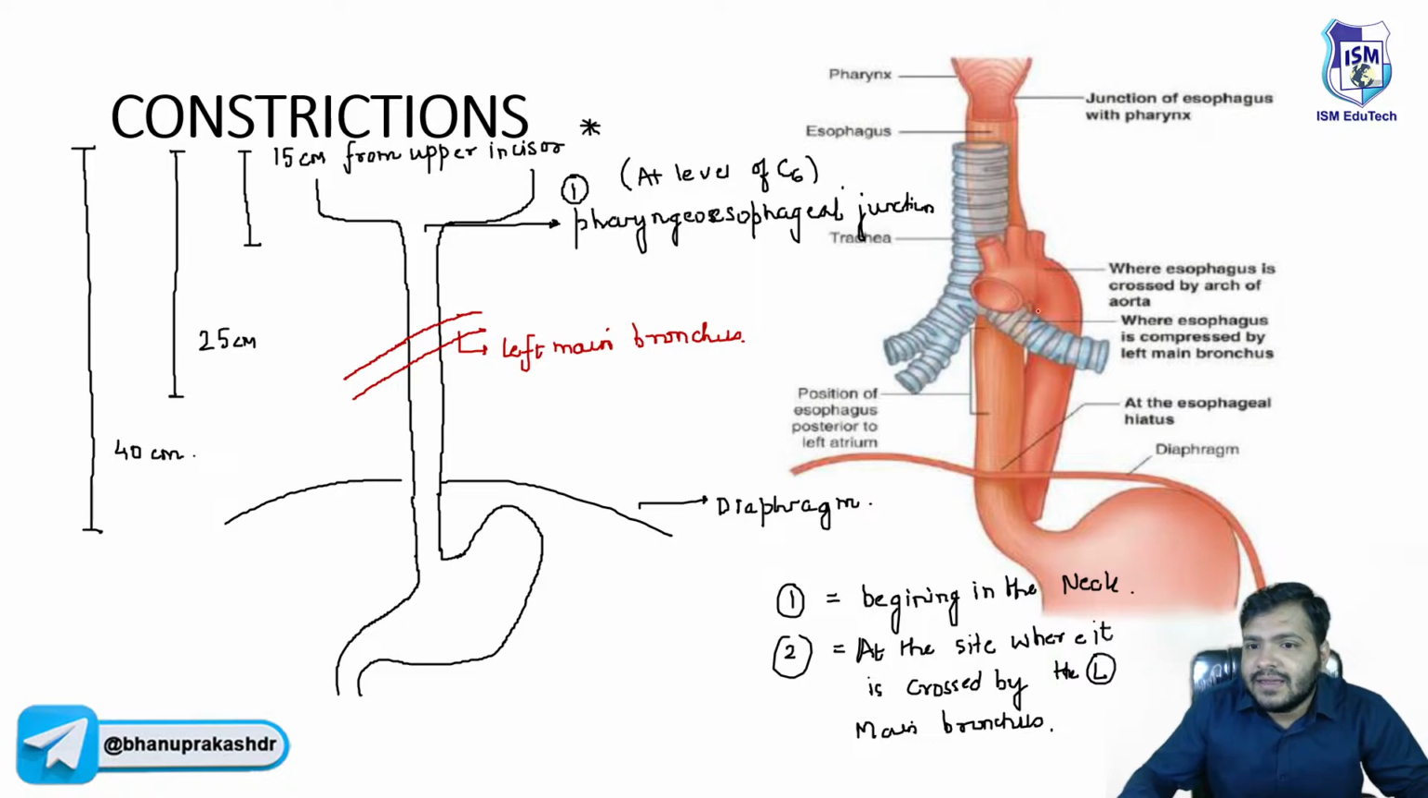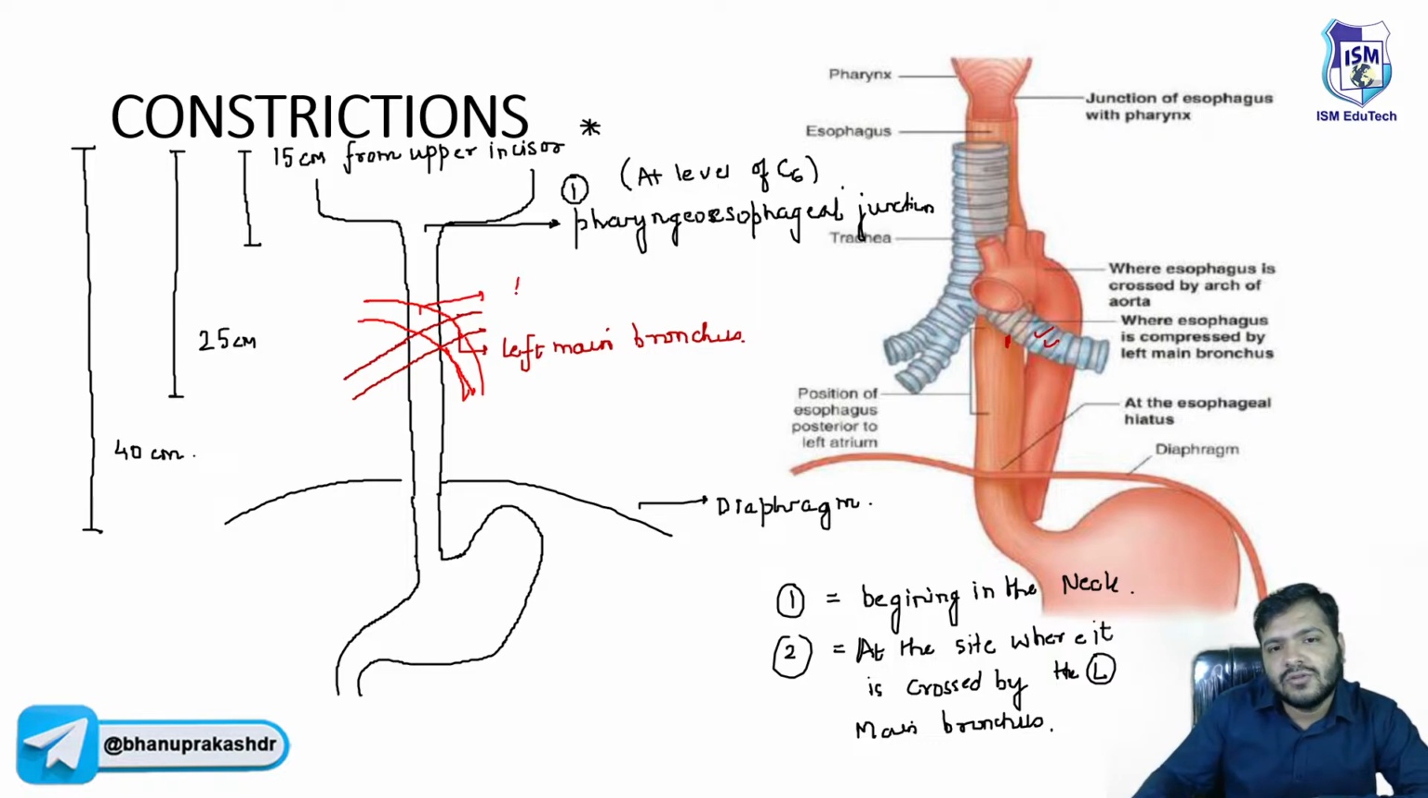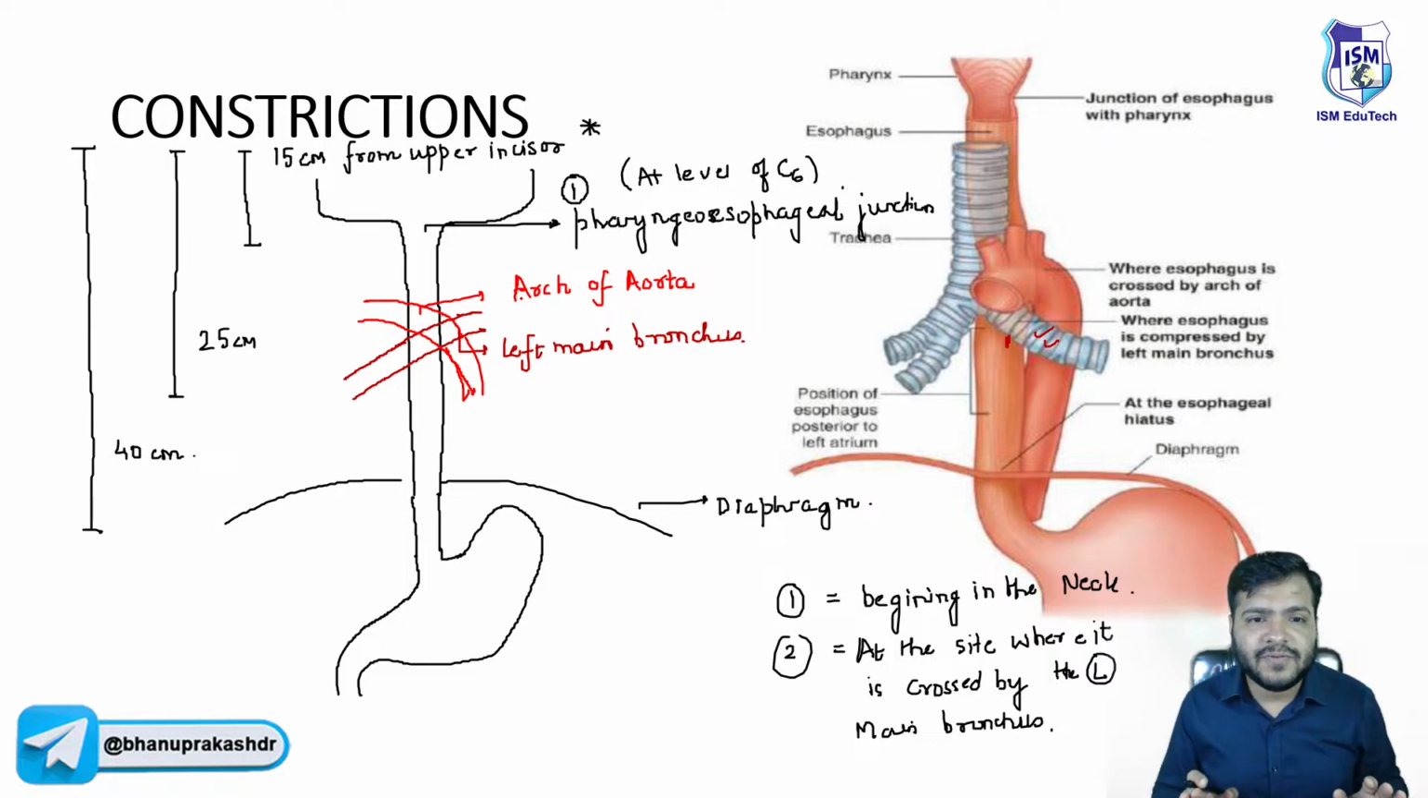Can everyone see this picture, beta? It is the main bronchus which is constricting the esophagus behind it. Over here you can also get the arch of aorta. In some books it is written as arch of aorta. You can see the arch of aorta coming above like this, which can also contribute to this constriction in the esophagus. So the second constriction is the site where it is crossed by the left main bronchus.